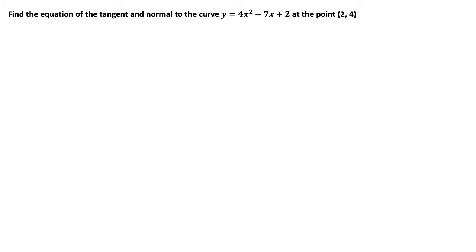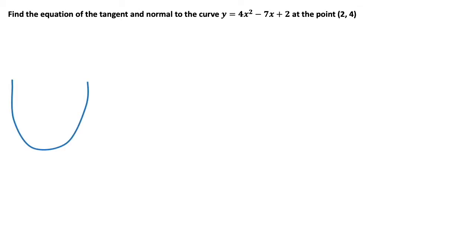Now, that particular exam question focused on the equation of a tangent. Be aware that you also need to know how to work out the equation of a normal. So let's look at an example that looks at both. In this particular example, the question is asking us to find the equation of the tangent and normal to the curve y equals 4x squared minus 7x plus 2 at the point (2, 4).